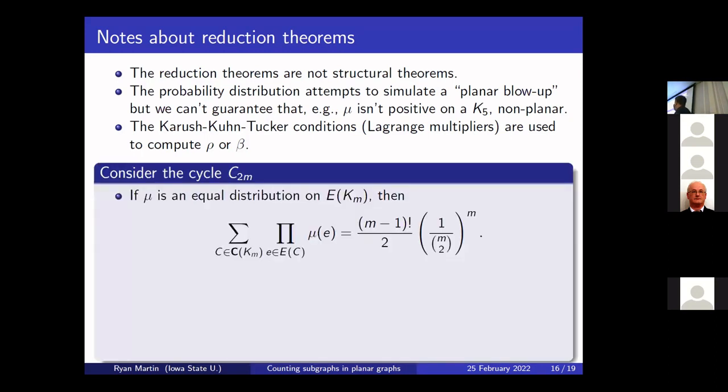All right, so let's consider the cycle C2m. I want to do this example. If mu is an equal distribution on the edge set of Km, then this coefficient beta that we compute is exactly this. You want to find all the cycles in a complete graph on m vertices. There are (m minus 1) factorial over 2 cycles to choose. Doing m cycles on m vertices.